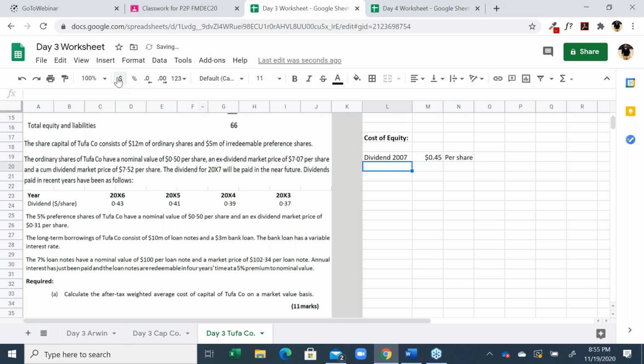Then we need to pick the earliest dividend given in the question. Which of the years is the earliest? 2003. And we should ignore whatever is in between. In 2003, the dividend was 0.37. This dividend has grown at a certain rate and has gone up to 0.45 in 2007, right?